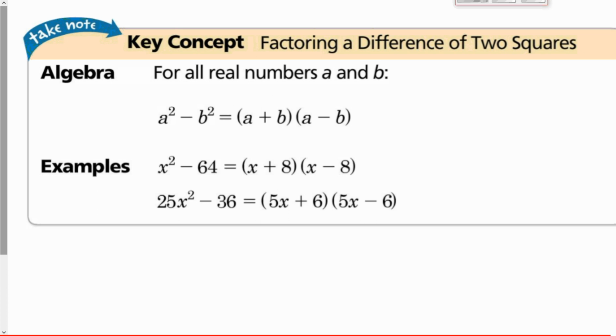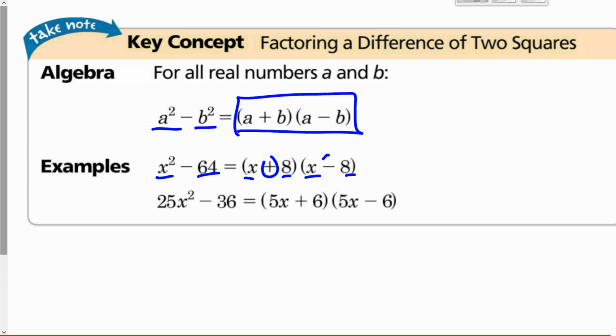Whenever you have something being squared minus something else being squared, it always factors to this. One's positive, one's negative. So here x is being squared, here 8 is being squared, and then we have no middle, so that means one's positive and one's negative. Here, what's being squared? X is being squared, and 5 is being squared. And what's being squared here? That's 6. And then middle's missing, so one positive, one negative.